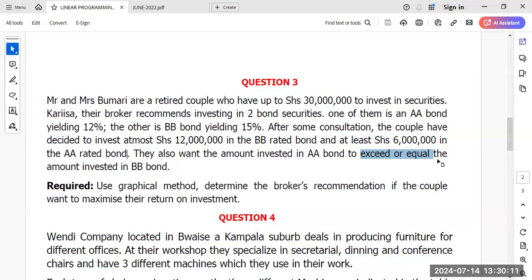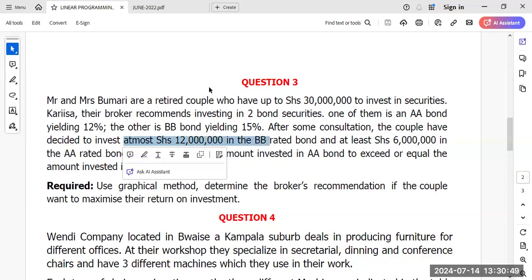greater or equal? What are we going to put? What you are going to put is this statement: the amount invested in BB bond. But you don't actually know the real amount of money invested in BB bond. What you have is actually the one that is available. The couple have decided to invest at most this amount.